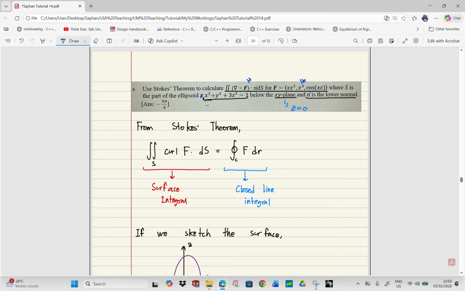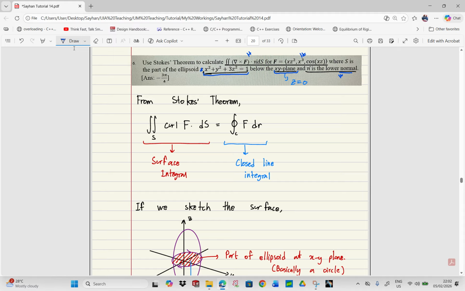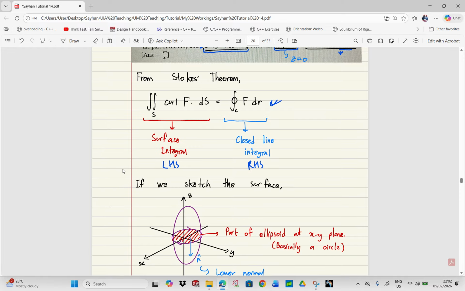This x is not correct, whether it's x squared plus y squared plus 3z squared equals 1 below the xy plane, and n is the lower normal. When you say the word lower normal, of course don't forget to mention Stokes' theorem. The left side is the surface integral and the right hand side is the closed line integral. Then you sketch the surface as an ellipsoid.